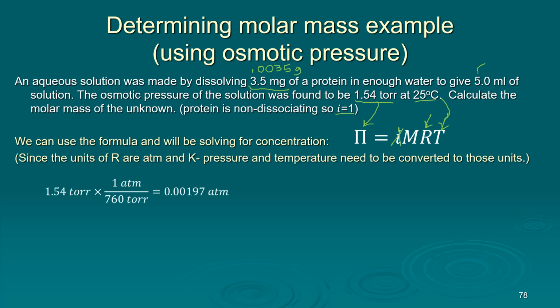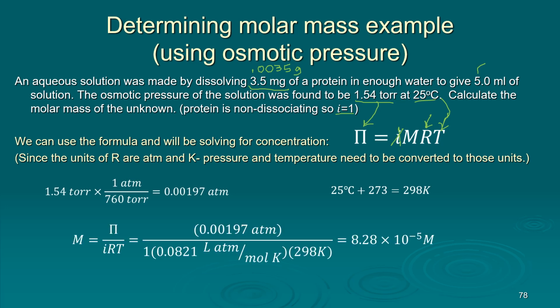So we have to convert 1.5 torr to atmosphere, so 0.00197 atmospheres. So that is what pi is. And our Kelvin, 25 plus 273 is 298. So now we can solve for molarity. So molarity equals pi, 0.00197, divided by i, which is 1, divided by R, divided by T. And so we get 8.28 times 10 to the minus 5th molar. Remember, molar is moles per liter.